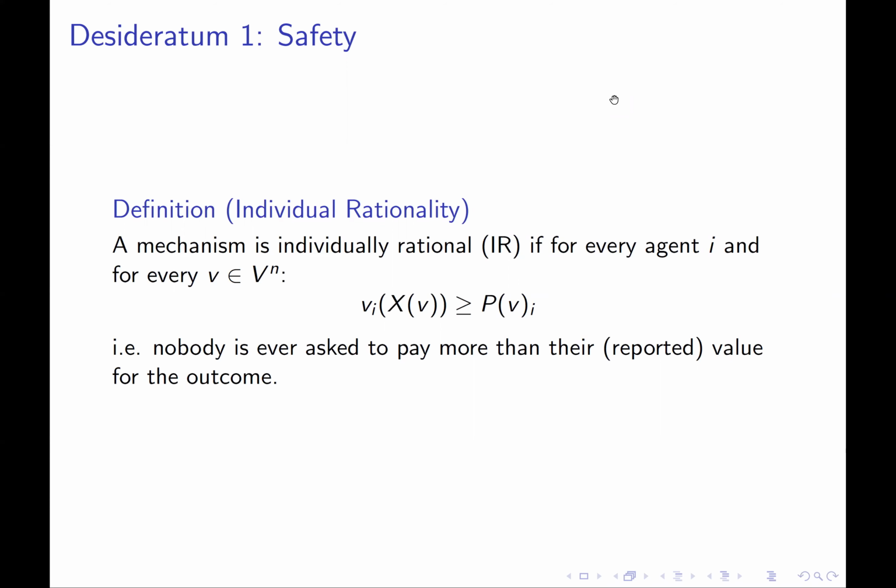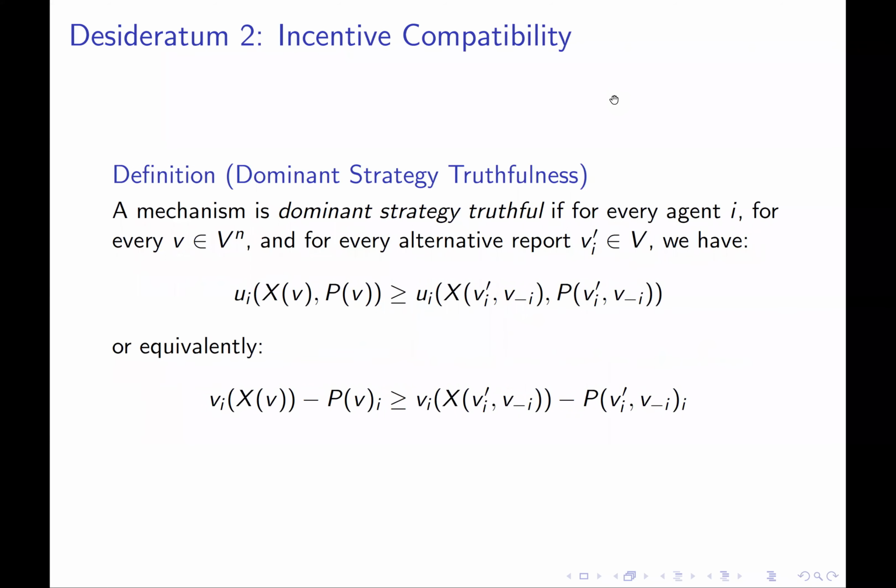Right? Like, of course, if you lie and over-report your valuation, it might ask you to pay more than your true valuation. But this is a safety property saying that at least if you report your true valuation to the mechanism, if you don't lie, then you're never going to be out money. Like, you will always be happier with the outcome, happier with the alternative chosen, than with the fee that you were asked to pay.